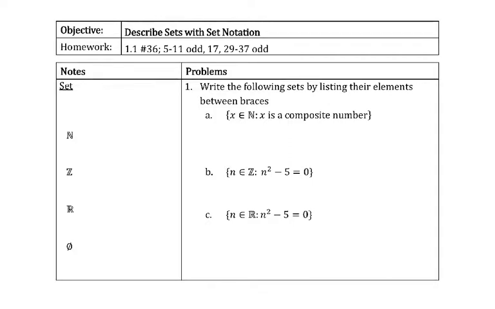So the videos and the lesson plans will always look like this. They'll have the objective, so the topic that we're doing, they'll have the homework assignment, and then we'll have notes and then problems next to it. So when we're talking about notes, today we're going to say, describe sets with set notation. So we're going to start by defining what a set is. Now, a set is a very broad definition. It's just a collection of objects.